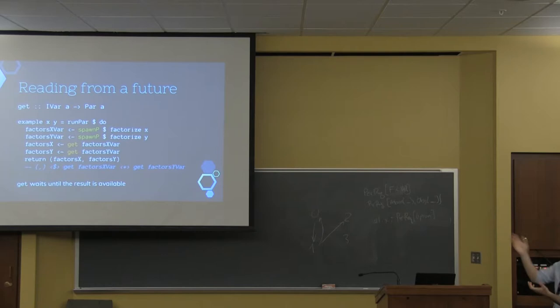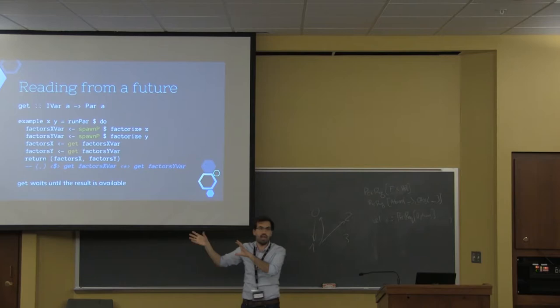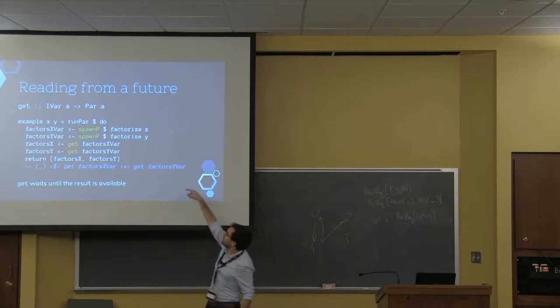We can just write this simple function, we can just go into the Par monad. So this is the first runPar, which, like runST, will ultimately return a pure value. And there we just say, well, factorize x and factorize y, and please try to do this in parallel if you can with a spawnP.